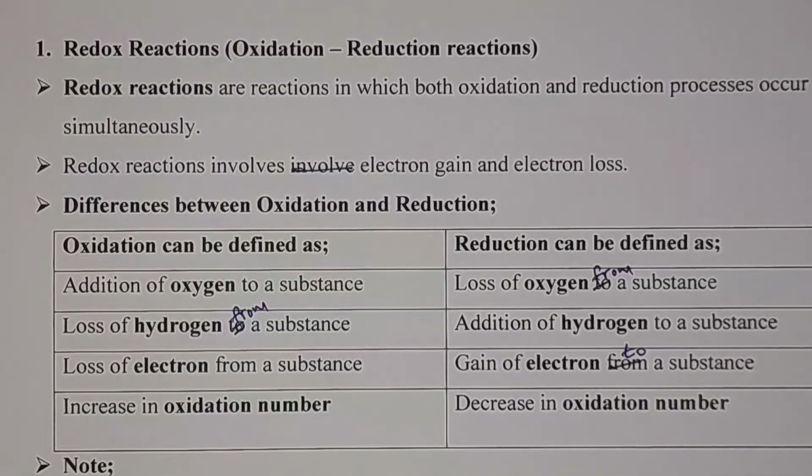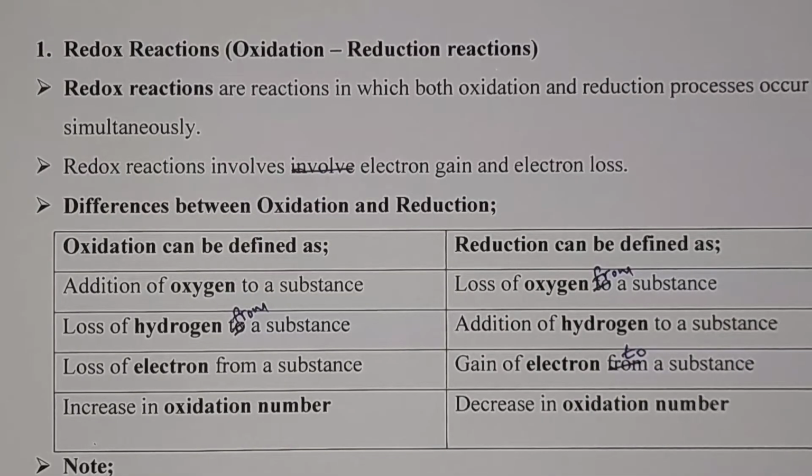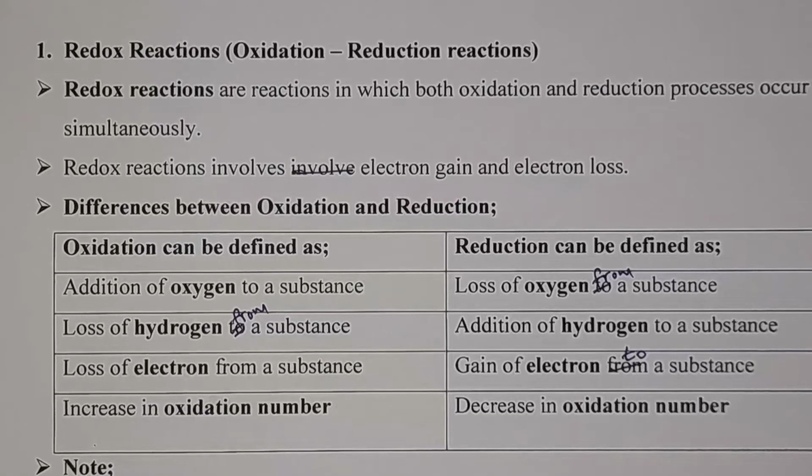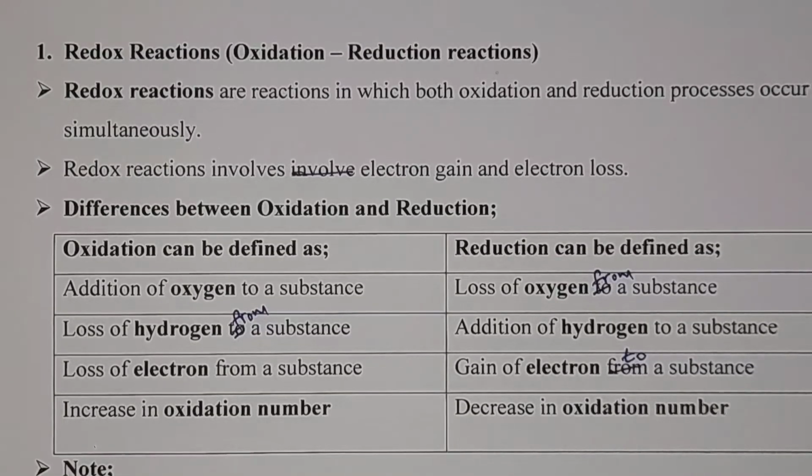Then lastly, we can define oxidation as increase in oxidation number, while reduction we can define as decrease in oxidation number. So during the exam, if you are told to define oxidation in terms of electron transfer, we are going to say oxidation is loss of electrons from a substance. If you are told to define reduction in terms of oxidation number, reduction will be decrease in oxidation number.